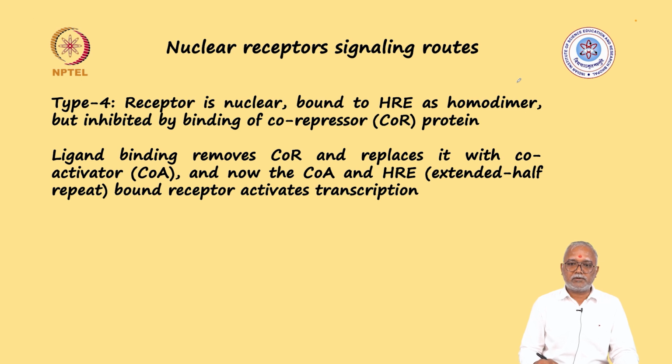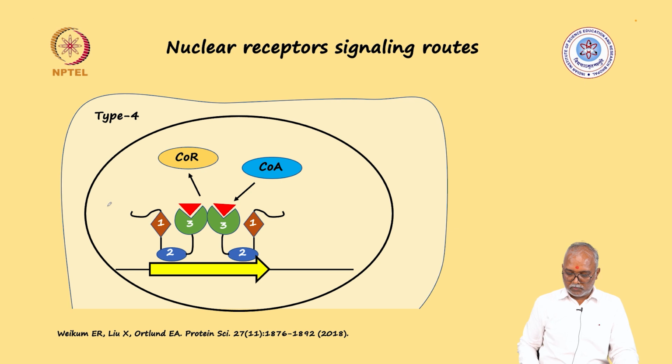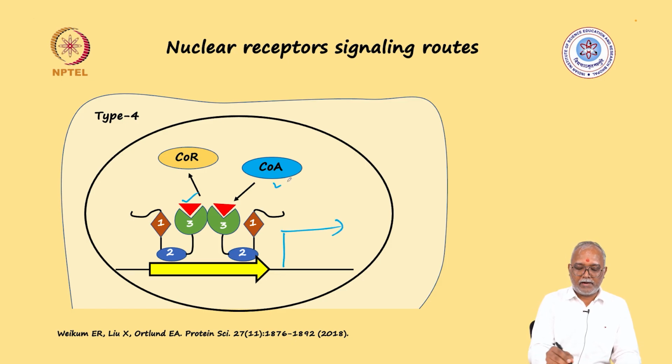Type 4 receptor, which is the final type of nuclear receptors, is almost the same as type 3, except that the response element to which they bind is not a direct repeat, rather it is an extended sequence. So the situation is the same: it will be a homodimer type of receptor, bound with the co-repressor and kept in inactive mode. Ligand binding removes the co-repressor, places the co-activator, and this co-activator will be bound to the HRE elements in the form of an extended half repeat. So rather than tandem repeats, you have the extended half repeat. Eventually ligand binding, placement of co-activator, transcription is turned on.